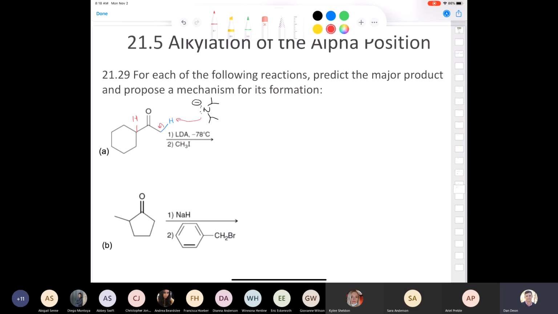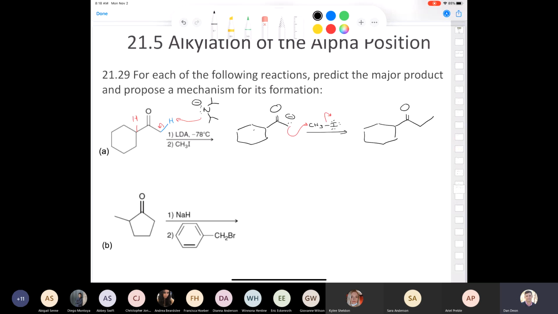So we're going to form this intermediate, which is going to look like this. All right, so there's our intermediate. And then in the second step, we're going to treat that with iodomethane. So let's draw the Lewis structure of our iodomethane. We get an SN2 reaction, and we end up making a longer carbon chain right there.